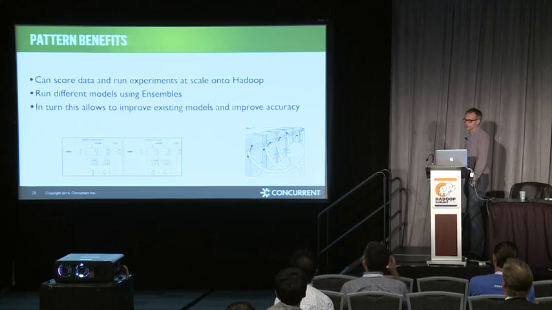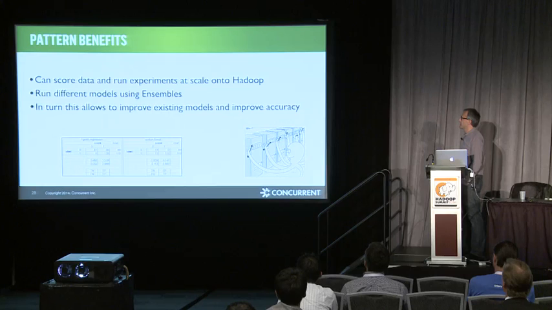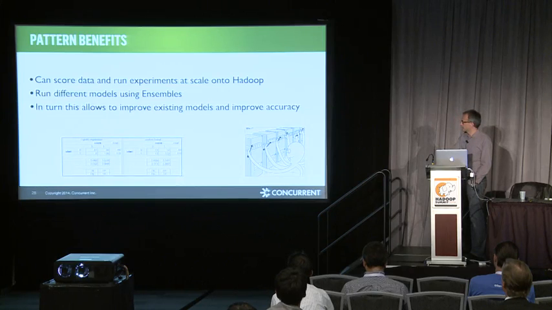And this is the notion of being able to score data and experiment at scale, right? Because with a Hadoop platform, you can get a pretty large cluster. So now you can run a lot of experiments, a lot of variations of your model, and run different models using ensembles and do averages. And in the end, you can essentially improve accuracy with those models. And you can run things like confusion matrices and root mean square error also using Pattern technology.